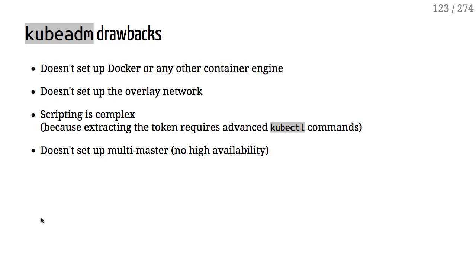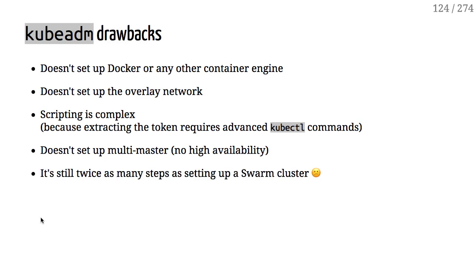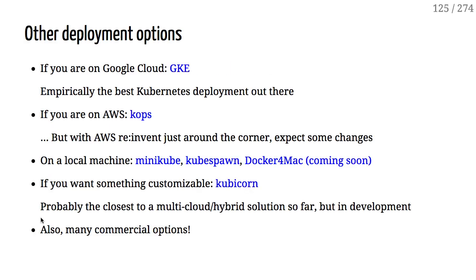The drawback is that you need to have Docker installed on the machines. You need to set up the overlay network, between the init and the join. And when you want to script that, it's not obvious. And also, it doesn't handle multi-master setup yet. And my personal drawback is that I miss the Docker Swarm init and Docker Swarm join commands because they were much easier, but that's a different story.